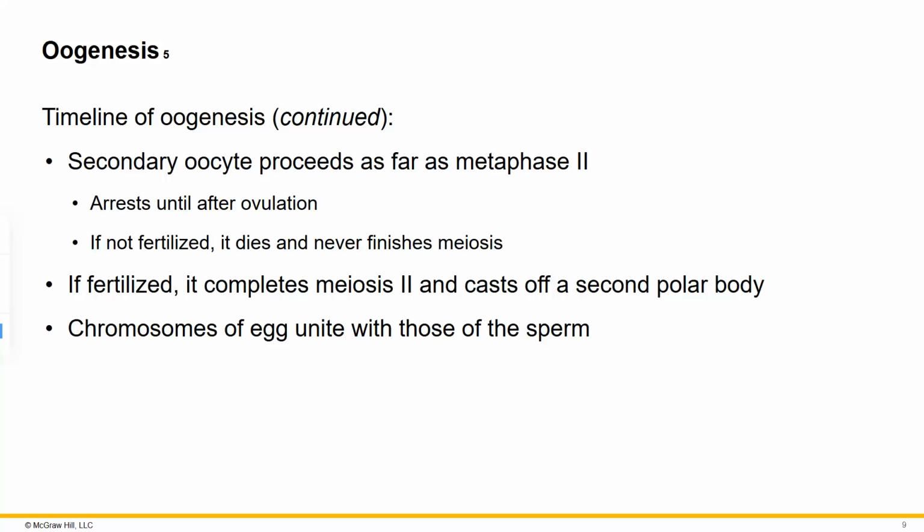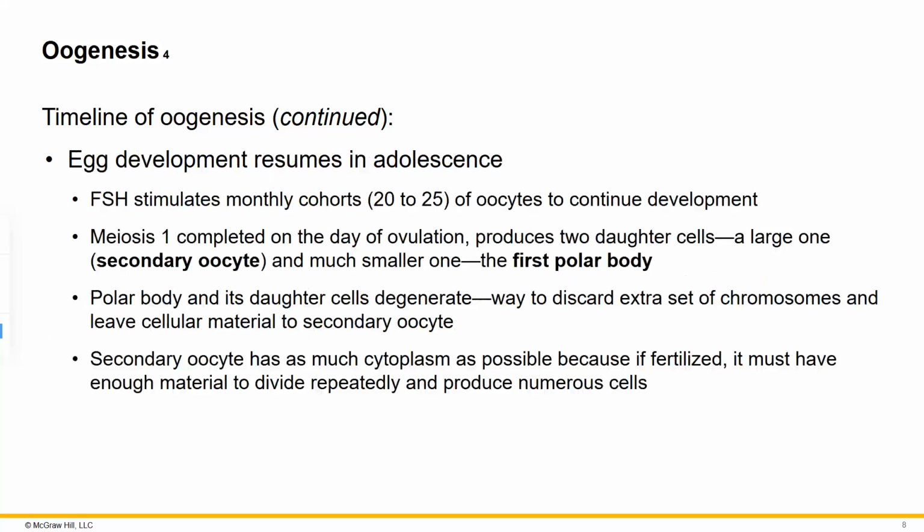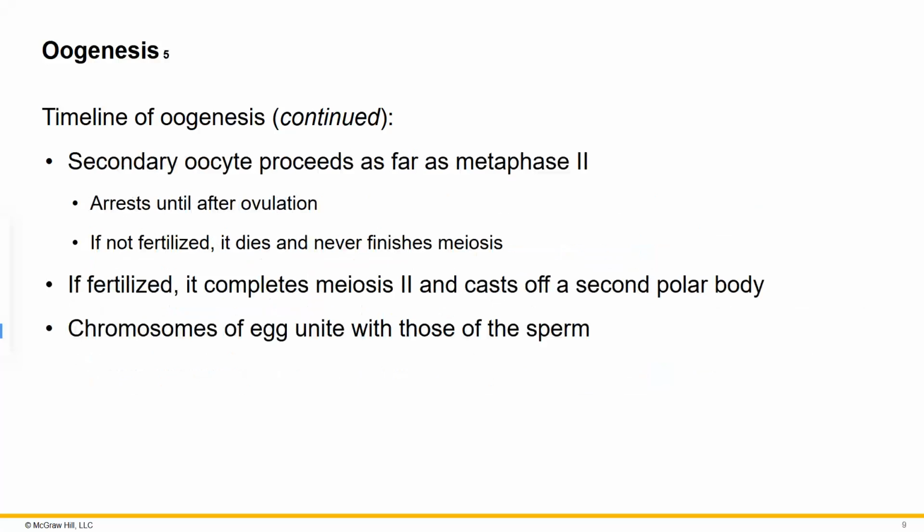The secondary oocyte proceeds as far as metaphase 2, but it arrests until after ovulation. If not fertilized, it dies and it never finishes meiosis. If it's fertilized, it completes meiosis 2 and casts off a second polar body. Chromosomes of the egg unite with those of the sperm.